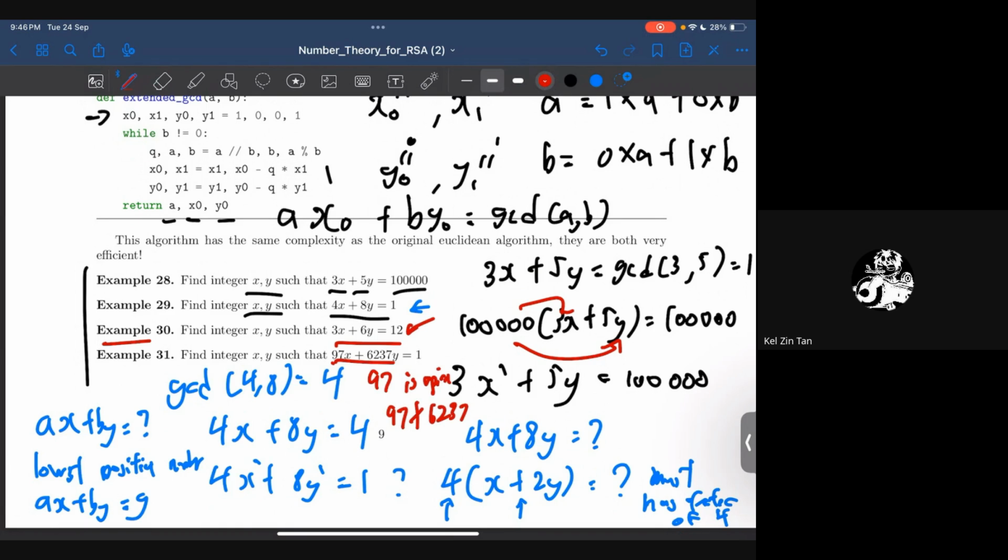So how do we know? It's because we have this property. I did not prove this, but ax plus by equal to g is basically the lowest positive number that you can get with ax plus by. If you want to check whether you can find a solution, like for this one, then you just divide the term here by the GCD, and then you can get a solution to this equation.